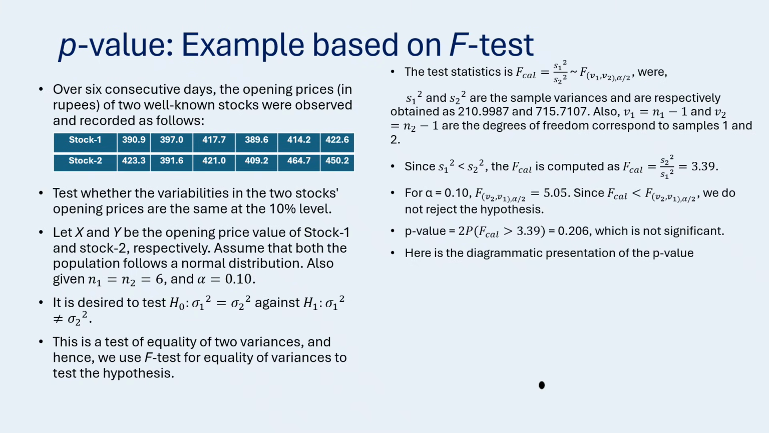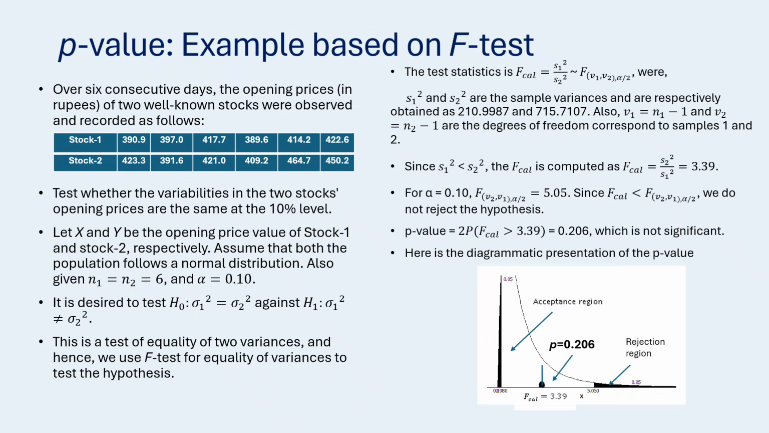So this is actually a two-tailed test again. This is the complete region of acceptance and rejection. You can see that p is falling under the acceptance region, so it's a non-significant test once again. So the p-value is the highest level at which the hypothesis is rejected.